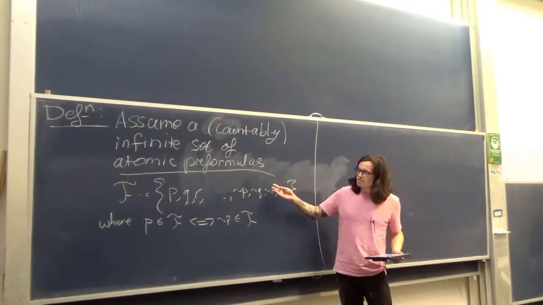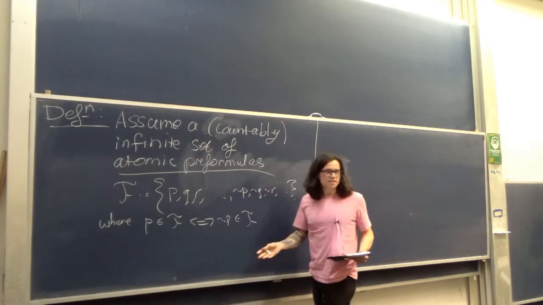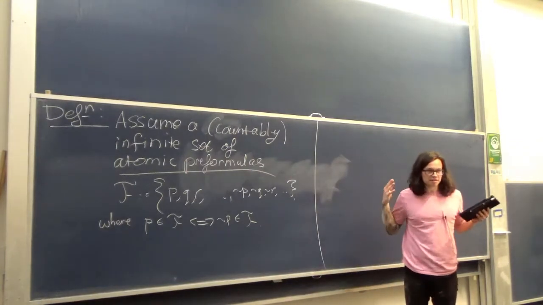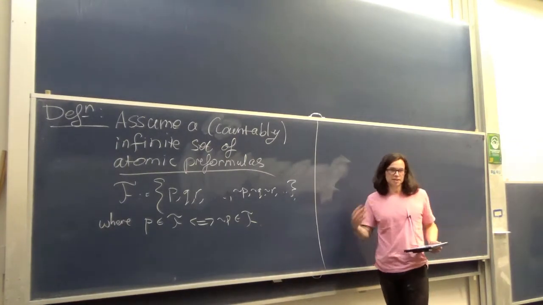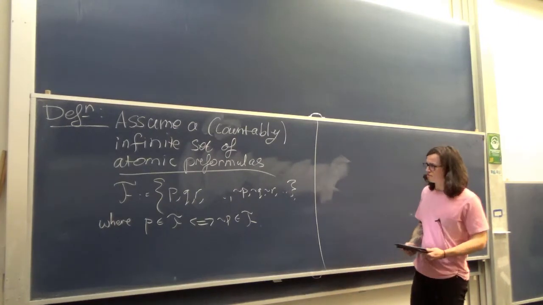A theme throughout today is you're going to see pre-definition followed by definition. Every time you see that, pre means the raw object, and then I'm going to start taking equivalence classes of such things under an appropriate equivalence relation in order to get the truth in.